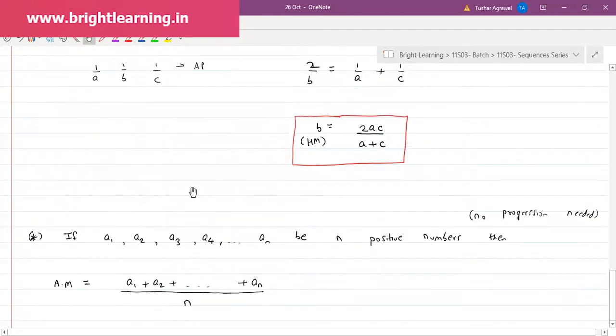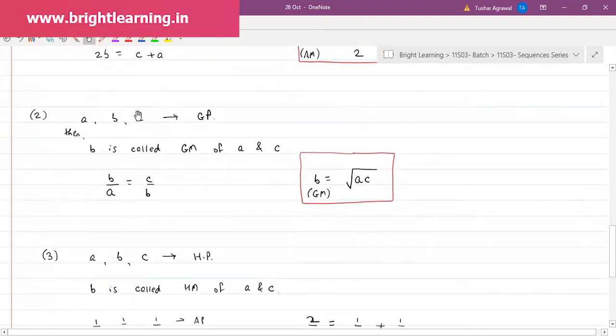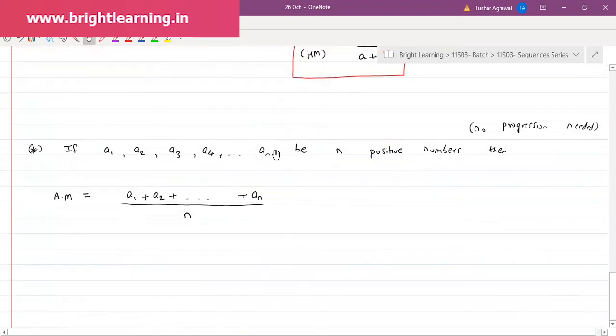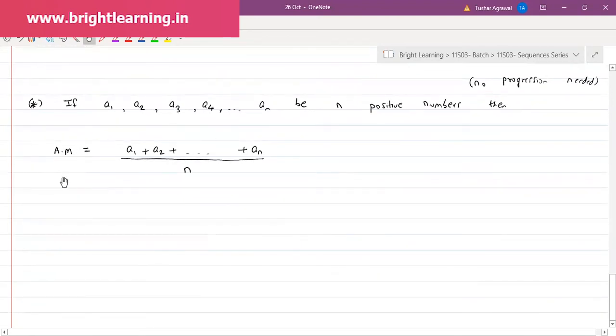For geometric mean, when B was the geometric mean of A and C, we derived B equal to the square root of AC. So if A1, A2, A3 up to An are any n positive terms, their geometric mean in general is defined as: take their product A1 into A2 into A3 into A4 up to An, and take the nth root of the complete product, not the square root, the nth root. For 2 terms we were taking the square root, here we are taking the nth root.